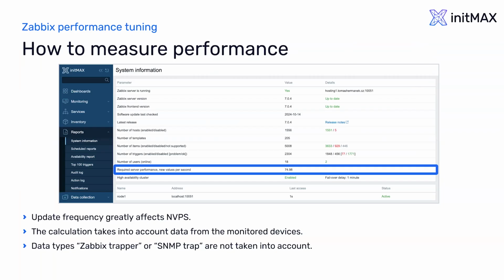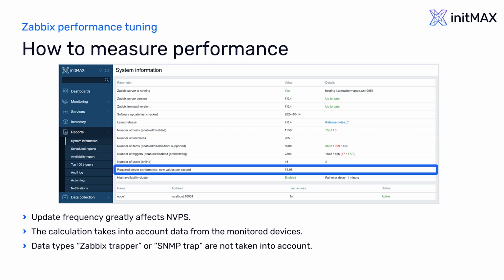But the thing is that the stuff that we see here, required server performance, new values per second, is also not entirely true, because data types, Zabbix Trapper or SNMP Trap are not taken into account, because everything that we can see here, required server performance, new values per second, is purely calculation of update intervals that we have on our items. So just the calculation of the database stuff, right?